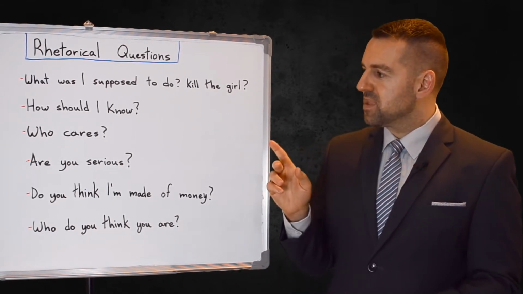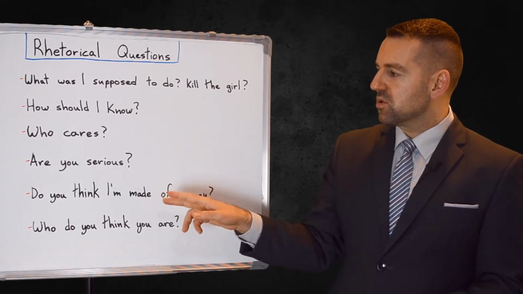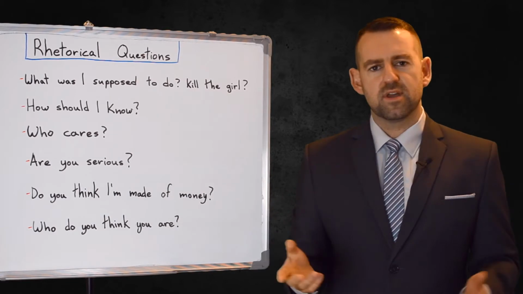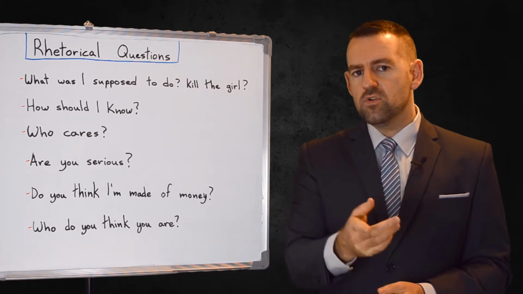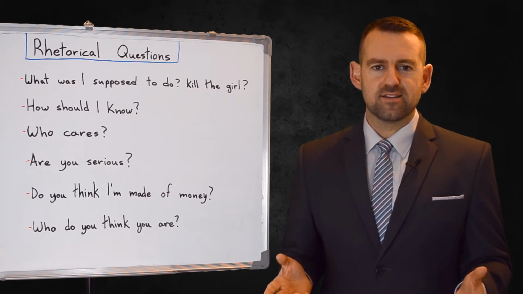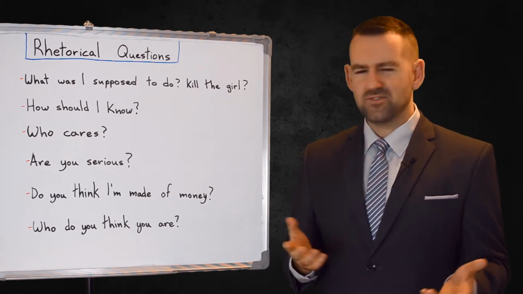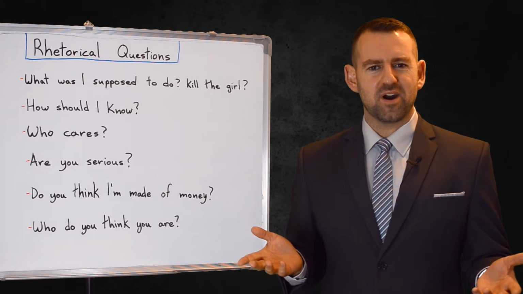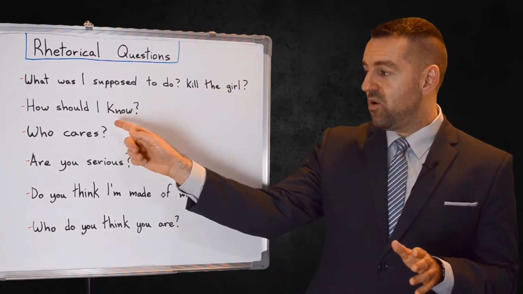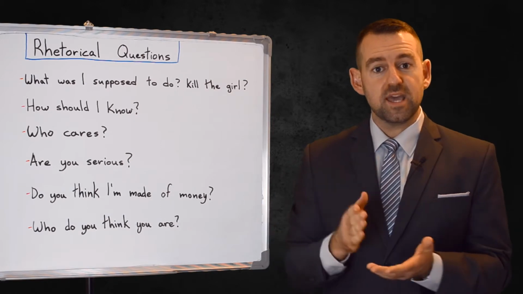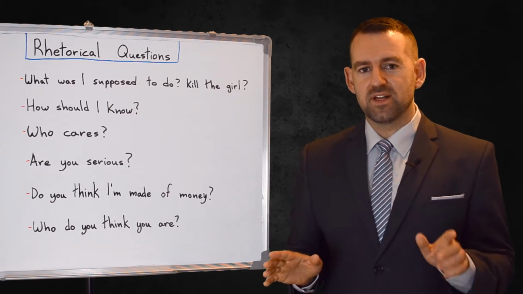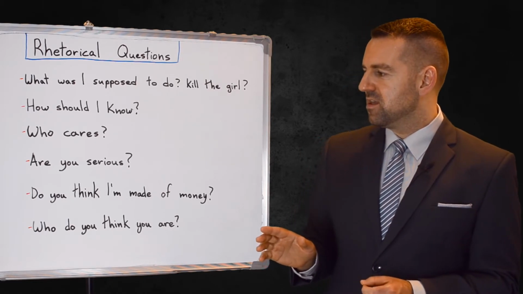All right, so here are some more rhetorical questions. How should I know? If you asked me, "What's the population of Africa?" I would say, "How should I know? How should I know how many people live in Africa?" I'm not asking you how I should know. I'm saying I don't know. I have no idea how many people live in Africa.